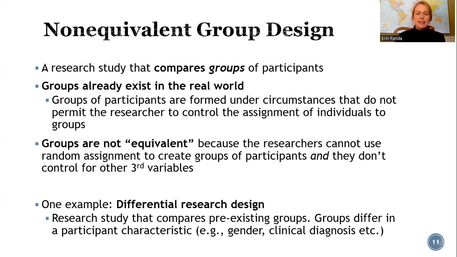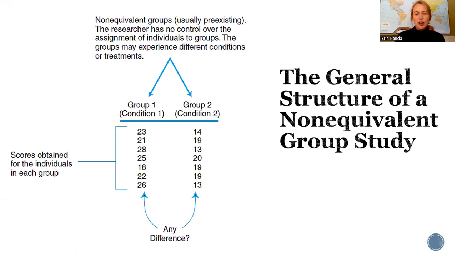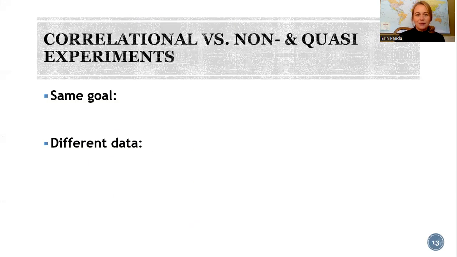In this particular example, this is also called a differential research design because our pre-existing groups are based on some characteristic of the people themselves. In this case, whether they have a clinical diagnosis or not. So the structure of this kind of design is always the same, where we've got two or potentially more groups, and we're looking to see whether the average score in each group is different from each other.